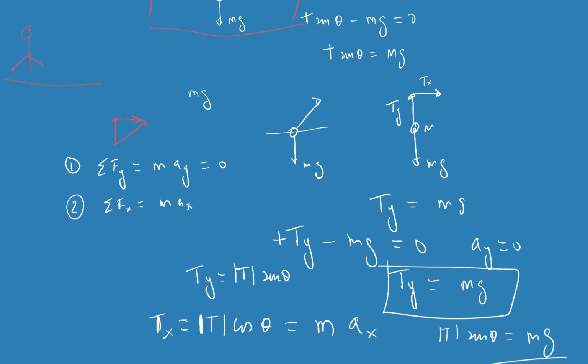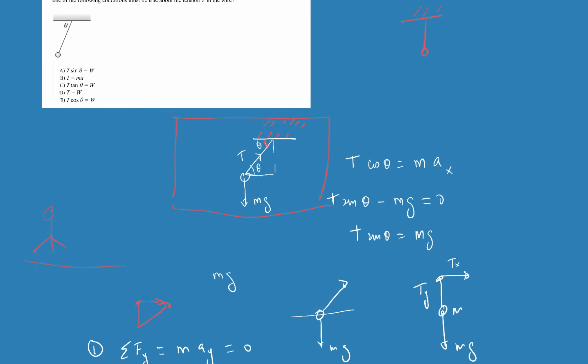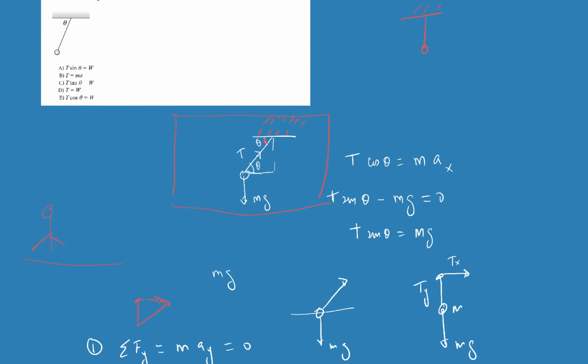This is the conclusion. Let me see the angle. This is the angle theta, the same angle. So Tx is T cosine of theta. Ty is T sine of theta. So T sine of theta, this tension going up, should be equal to mg. Okay, so A should be the truth, the correct answer.